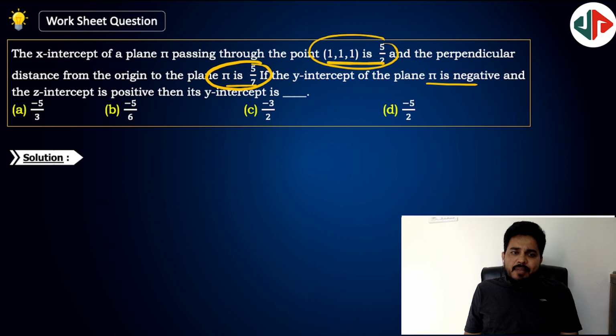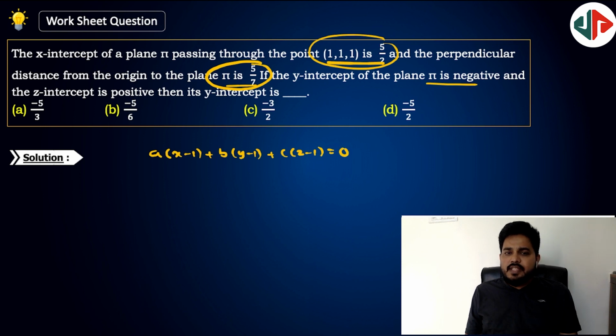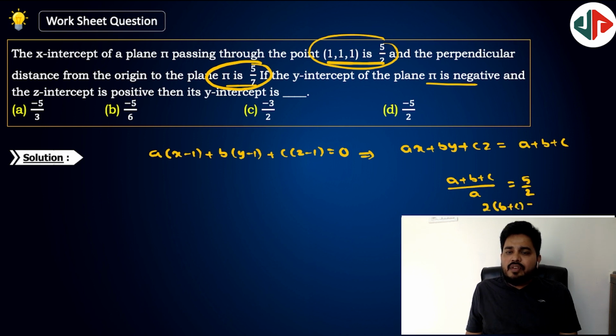Any plane is a(x - 1) + b(y - 1) + c(z - 1) = 0. So this equation is ax + by + cz = a + b + c. The x-intercept is (a + b + c)/a = 5/2. So 2(b + c) = 3.